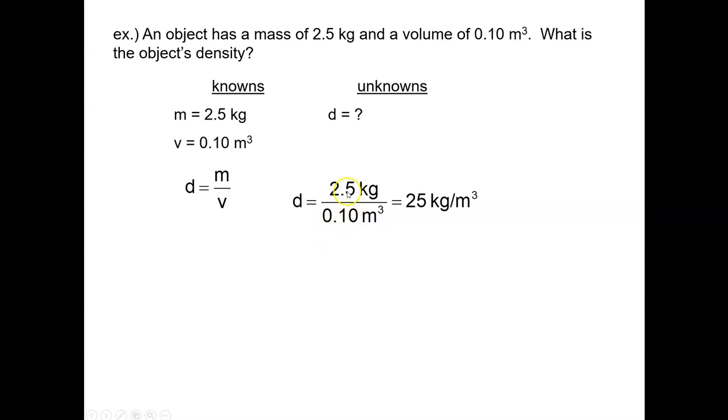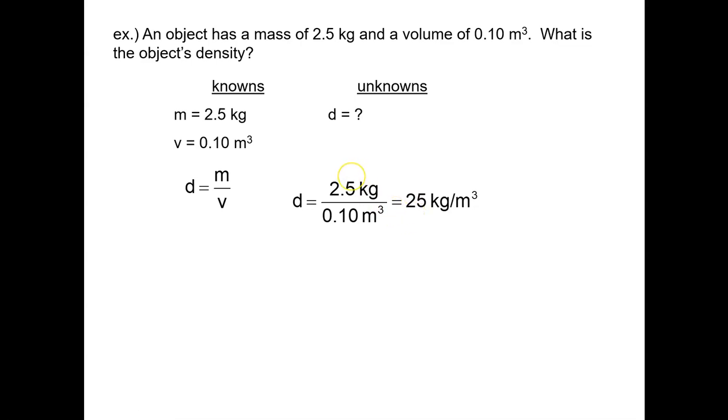Now, to do the actual math, you can do that part in your calculator. So now you can pull your calculator out and you can hit 2.5 divided by 0.1. And so your calculator is then going to tell you the answer is 25. And then you have to do a little evaluation of this. First, put your units in. Kilograms was on top, cubic meters was on the bottom. So this is kilograms per cubic meter. So that's my unit.